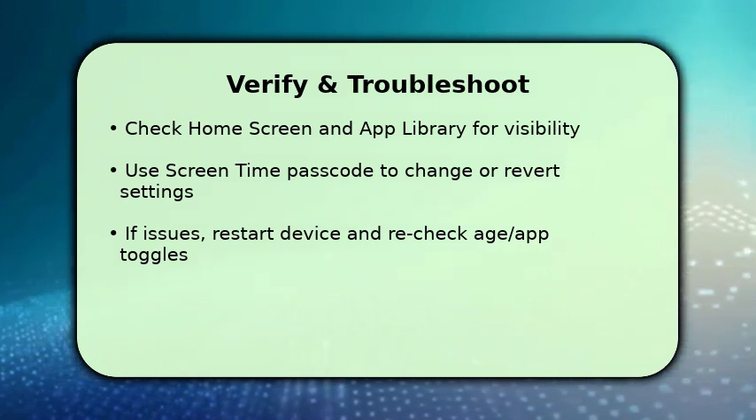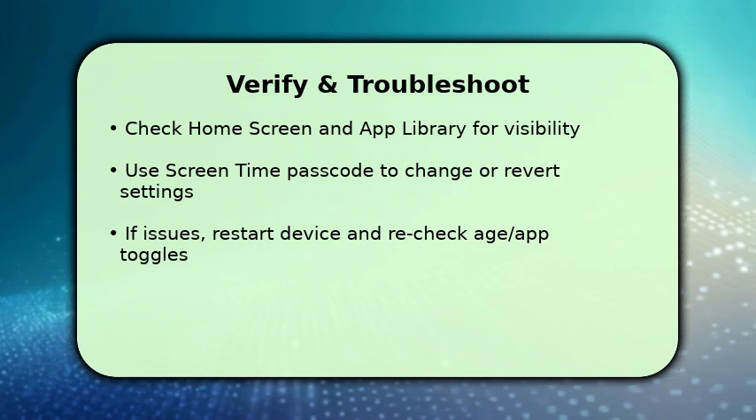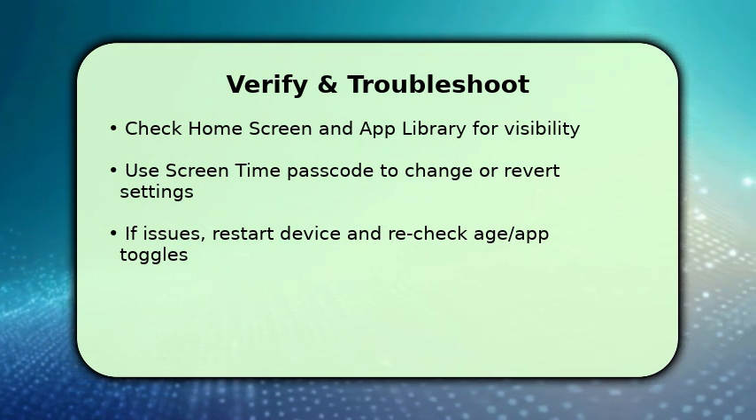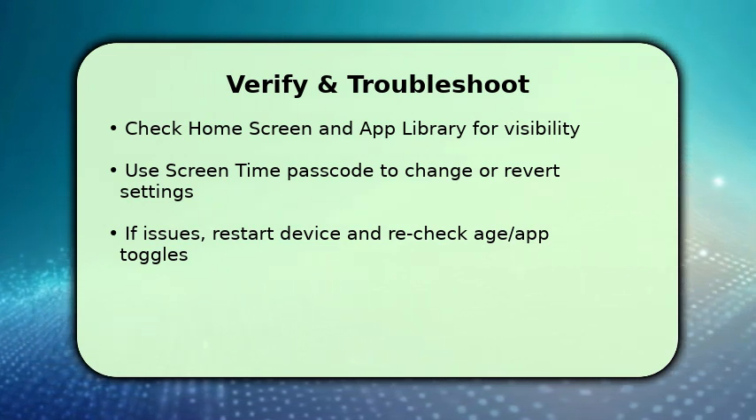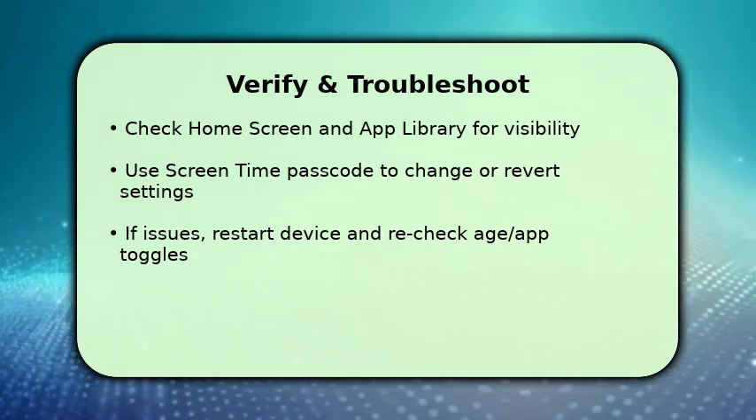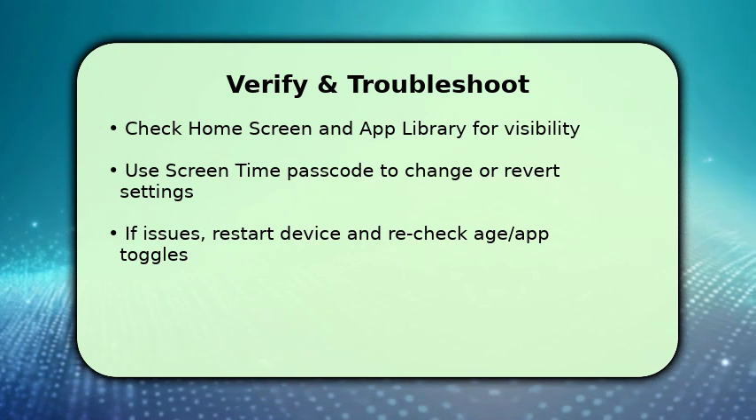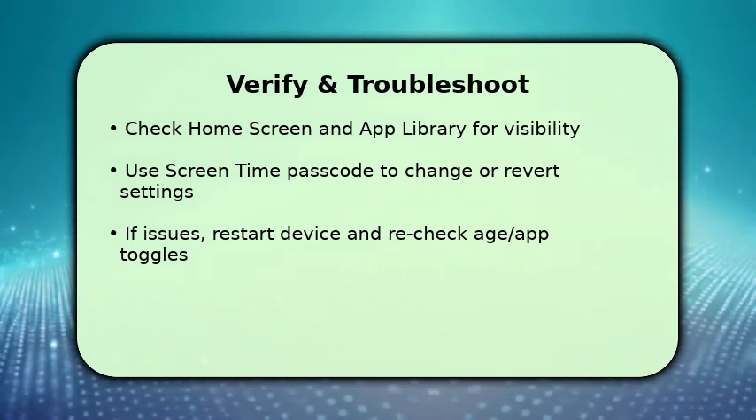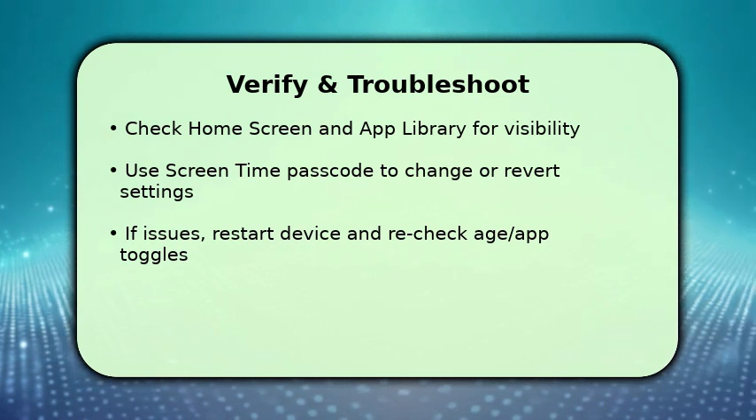If you need to restore access, open Screen Time, enter the passcode, and relax the age limit or re-enable the app. If an app stubbornly shows, restart the phone and recheck content restrictions. Sometimes settings take a reboot. One key troubleshooting tip: verify you used a different Screen Time passcode than your device lock to avoid accidental resets.